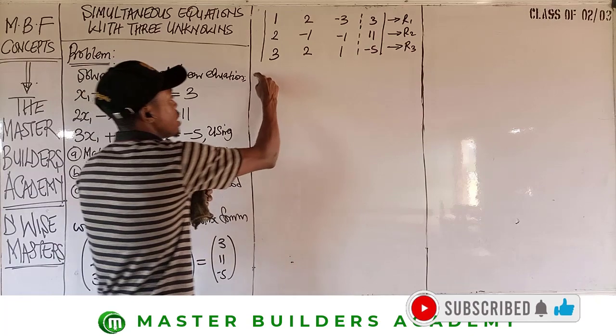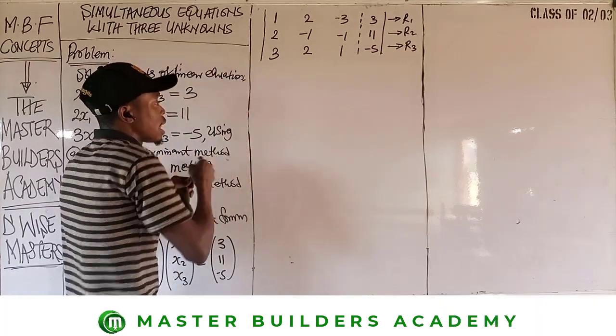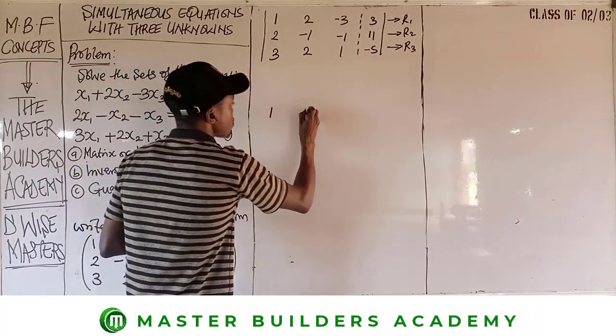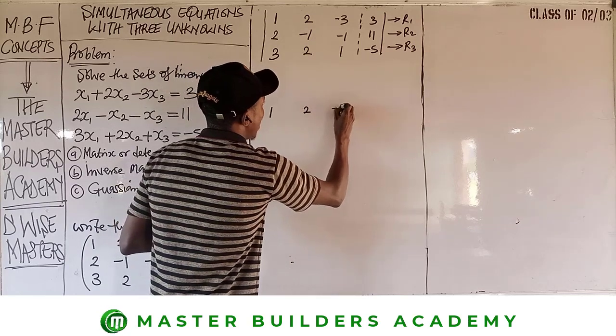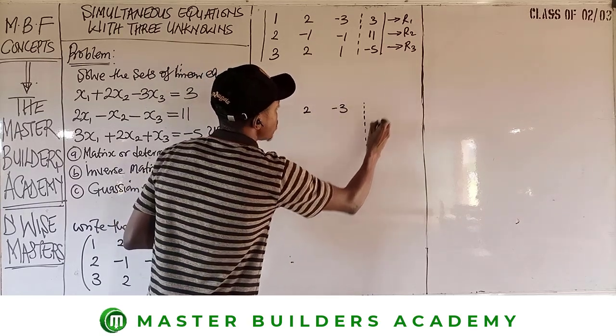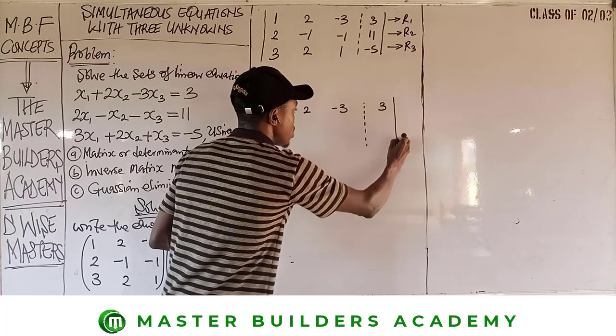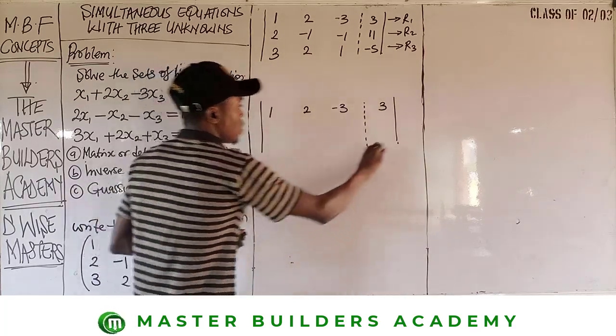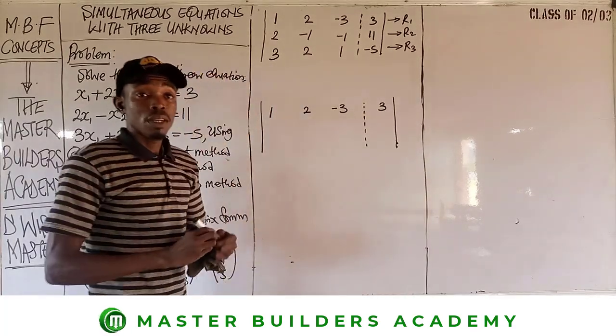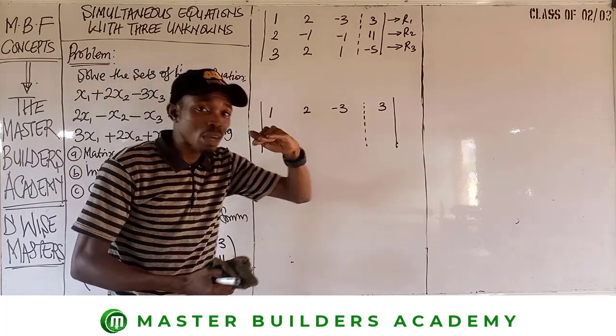Alright, let me assume I leave a space here to fill later. Then let me start from here. This is 1, 2, minus 3. Then we have our boundary. This is what we have. Alright, so this is the first element. Nothing will happen to this.